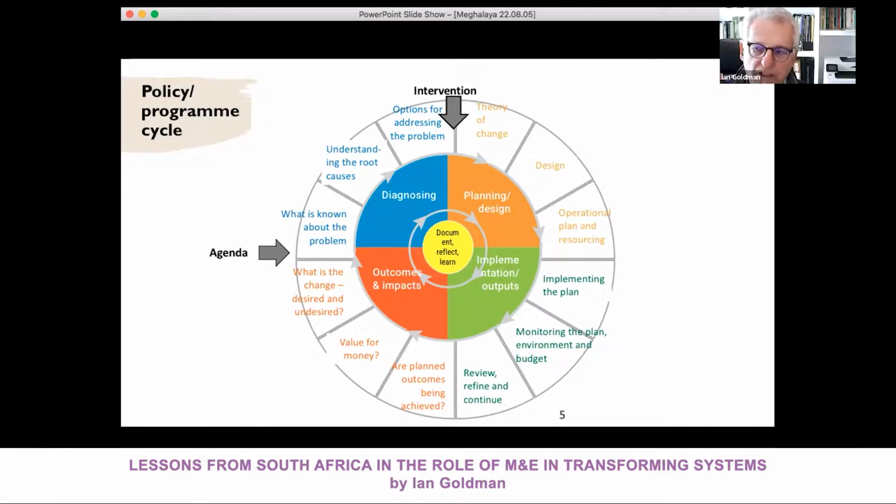But equally, if it's a more major intervention, you then, based on those options, would select the intervention you want. Ideally, you would then develop a theory of change, do your detailed design, do an operational plan, then implement. And then hopefully you move into the outcome quadrant and you would see outcomes and impacts happening.